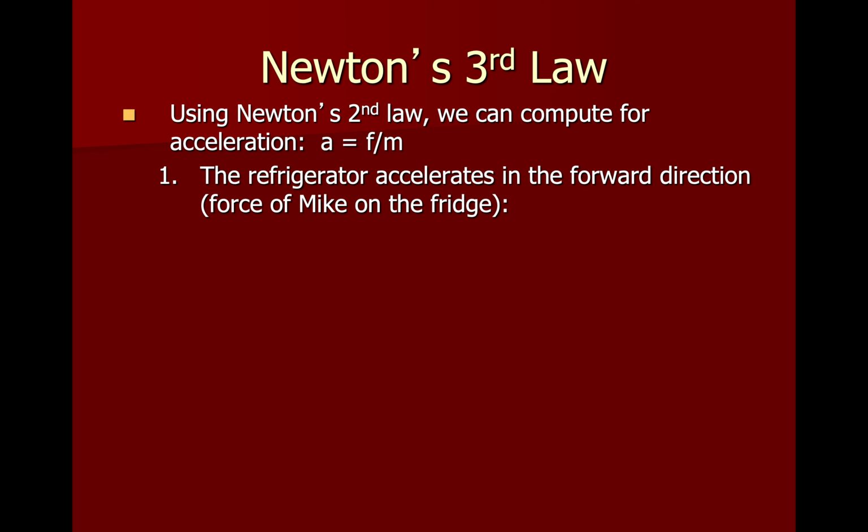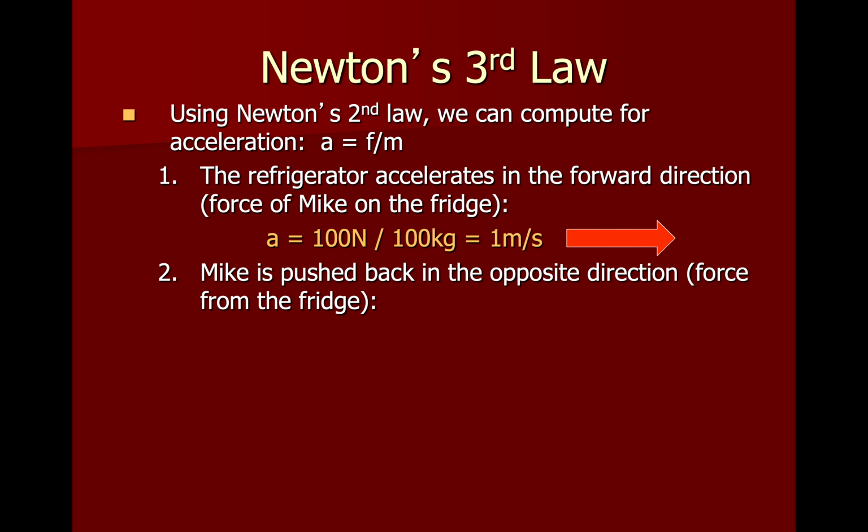First, the refrigerator accelerates in the forward direction because, again, Mike is applying the force on the fridge, right? So we're basically going to compute the acceleration for the fridge, which we just did earlier. We said it was 100 newtons divided by 100 kilograms, that's the mass. We get 1 meters per second squared. Sorry, I forgot to put the square there. That is going to be the acceleration. We know it's the force divided by the mass. So that's very simple. That's 1 meters per second squared in the forward direction. That's how fast and in what direction the fridge will accelerate.